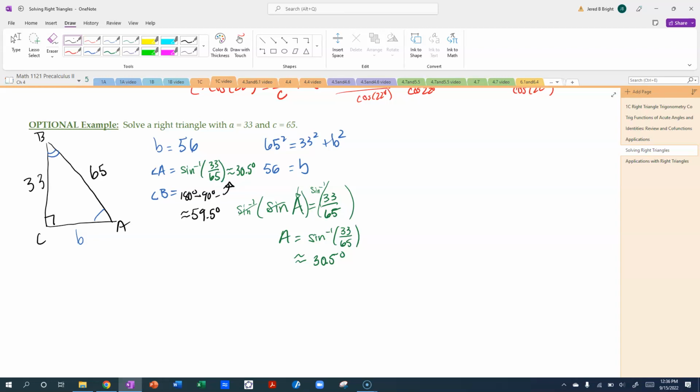Okay, so again, this is optional. We haven't talked about inverse functions, but just in case you're curious, like what if you were given all sides and no angles? Well, there you go. What if you were given all angles and no sides? Well, that's a little bit more of an interesting question and maybe something for you to think about.